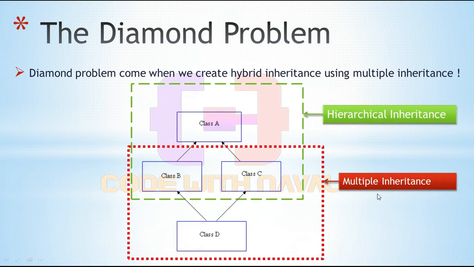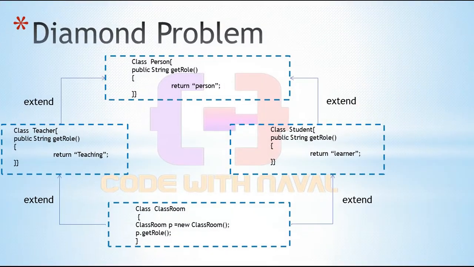And in the last video we saw Java does not support multiple inheritance because of the ambiguity. And why is it called a diamond? Because you can see it's shaped like a diamond, that's why it's called the diamond problem. So let's see one example and understand what exactly the diamond problem is.